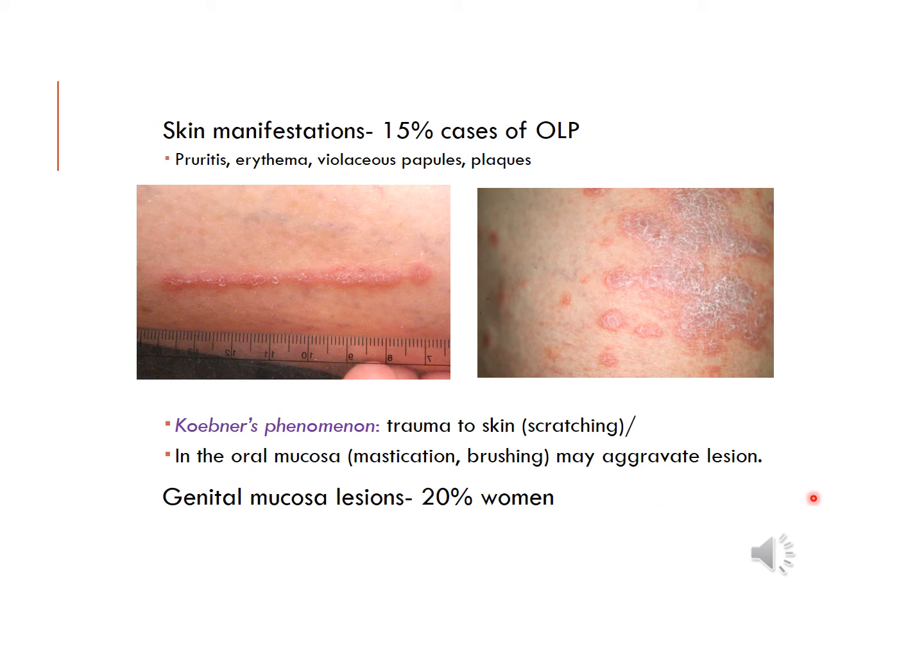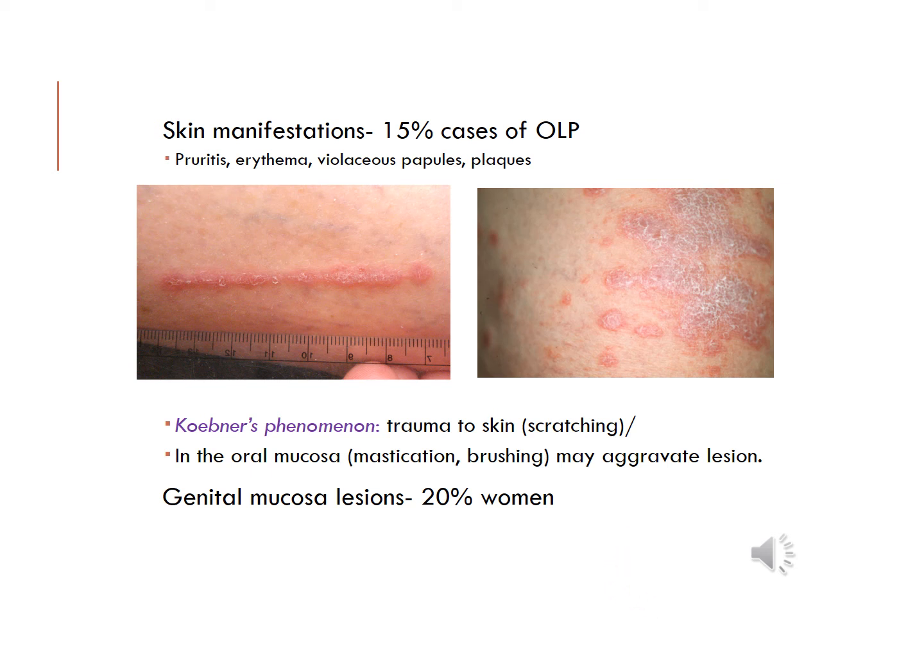It might just aggravate the oral lichen planus. So, does that mean that patients cannot eat and brush? Well, yes, they have to be careful while doing that, and it could be quite painful. Genital mucosal lesions are also seen in 20% of the women who manifest with oral lichen planus. So, it's important to ask the patient if they have symptoms elsewhere.